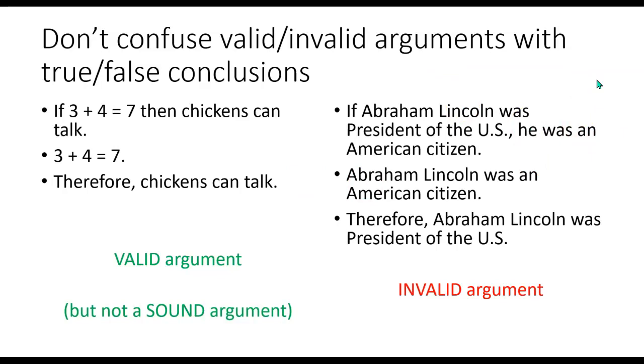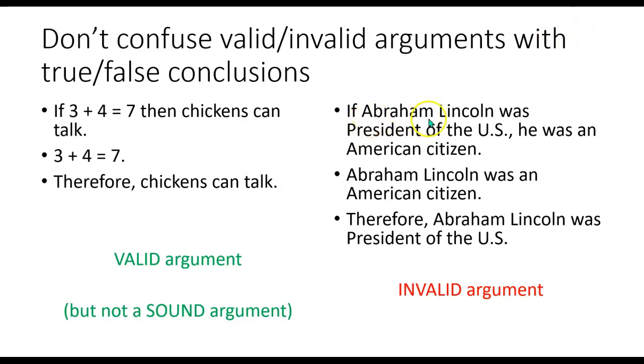So, if Abraham Lincoln was a president of the United States, he was an American citizen, true. Abraham Lincoln was an American citizen, true. Therefore, Abraham Lincoln was president of the United States. Well, that is a true statement, but those two premises aren't enough to guarantee that it's a true statement. They're not enough to explain why it's true.